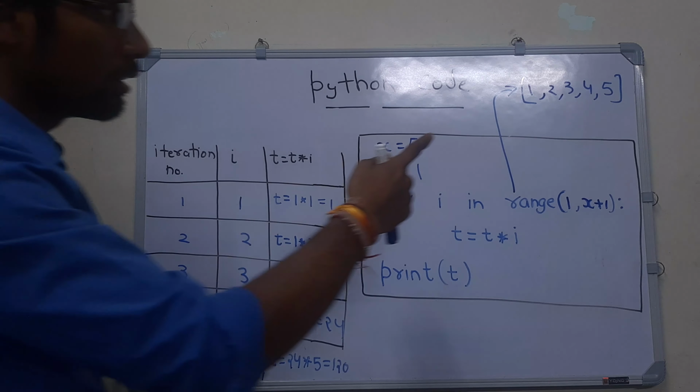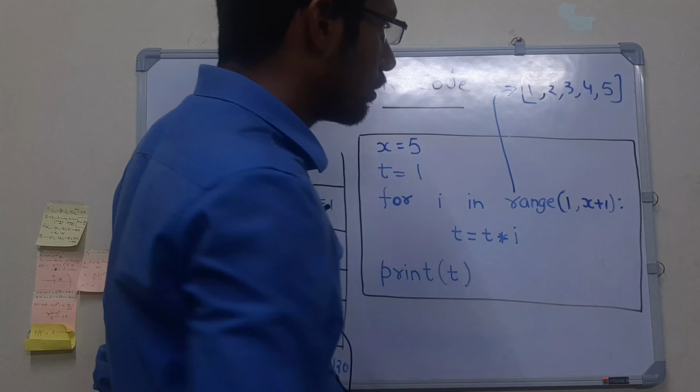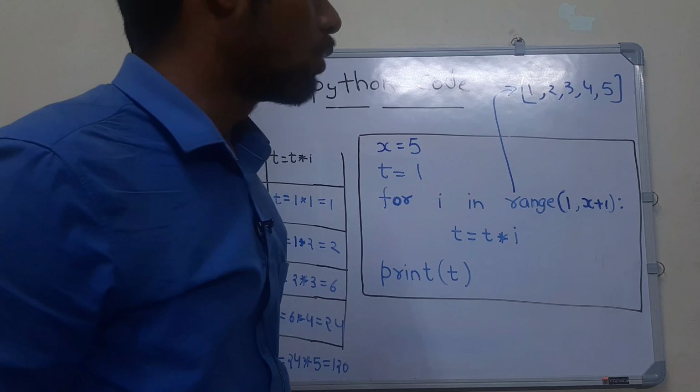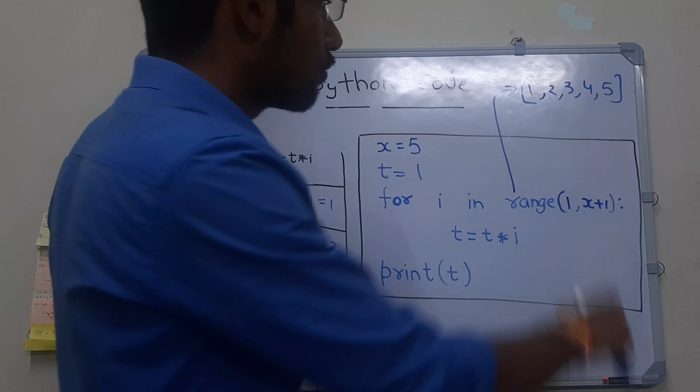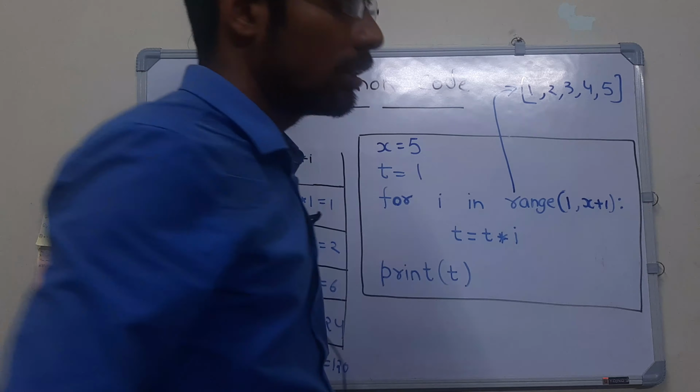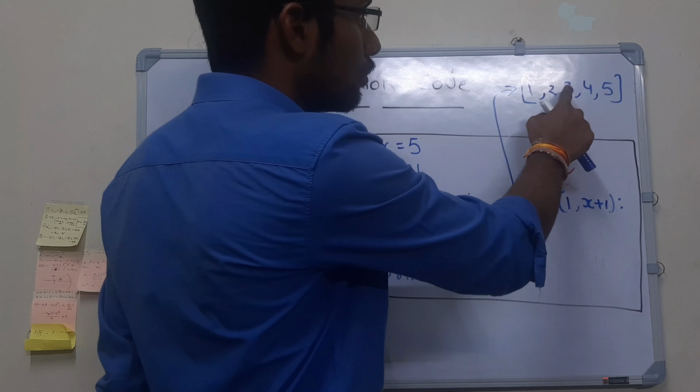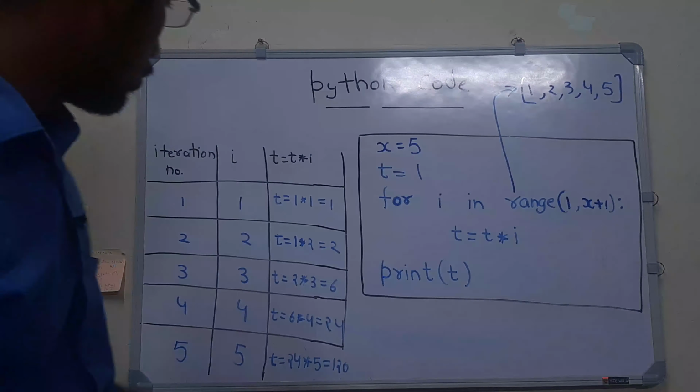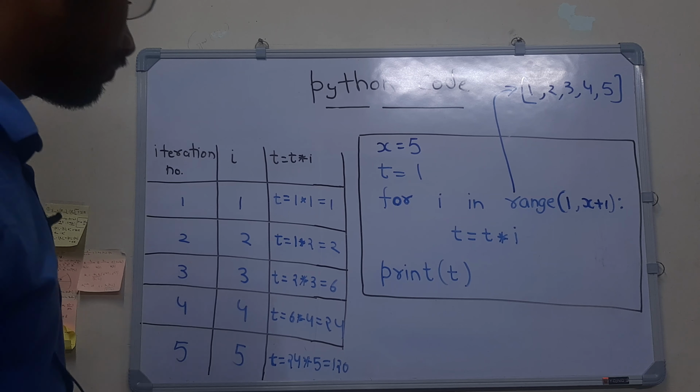So what is the number of iterations for this for loop? The number of iterations will be equal to the length of this array. The length of this array is the number of elements in it, which is 1, 2, 3, 4, 5. So the number of iterations will be 5.